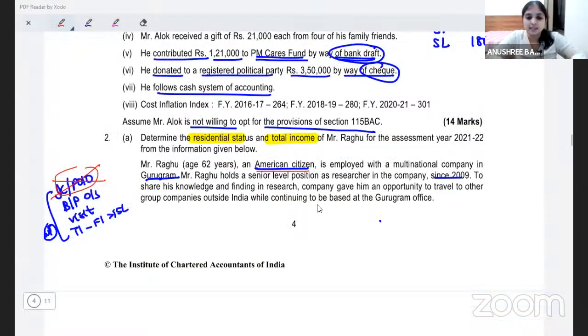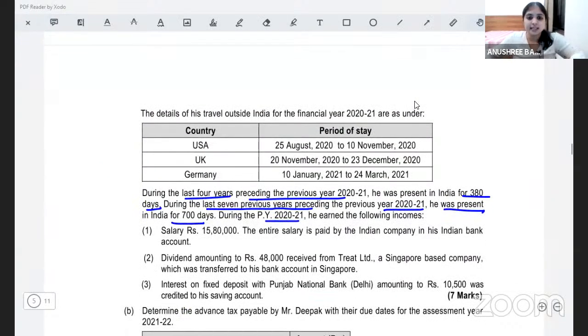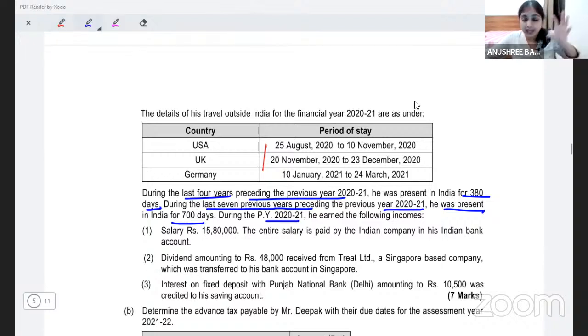See, the question says he's an American citizen. He is employed in Gurugram. He holds a senior level position. The company gave him the opportunity to travel to other group companies outside India. And how many days is he outside India? It says he's outside India for these days. See, generally, when they give us dates, we include the date of arriving and we also include the date of leaving. This question plays on that concept.